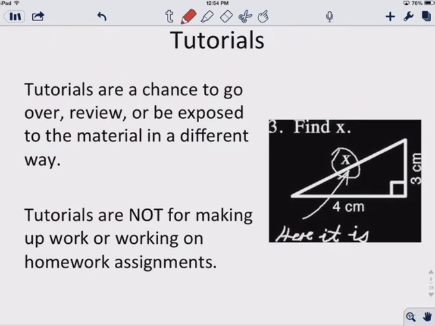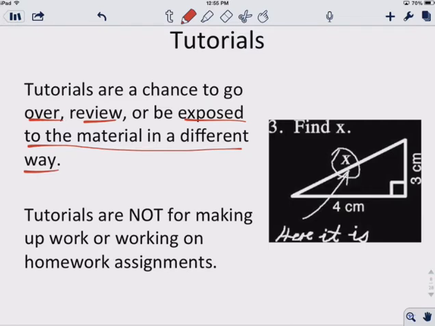Tutorials. We offer tutorials, and that's a chance for us to go over, review, or be exposed to the material in a different way. And so here's another reason why, if you can't get a hold of me, or if I'm not available for tutorials, Mr. Moss would be a great resource, because a different teacher is going to maybe explain something differently to where it could click.